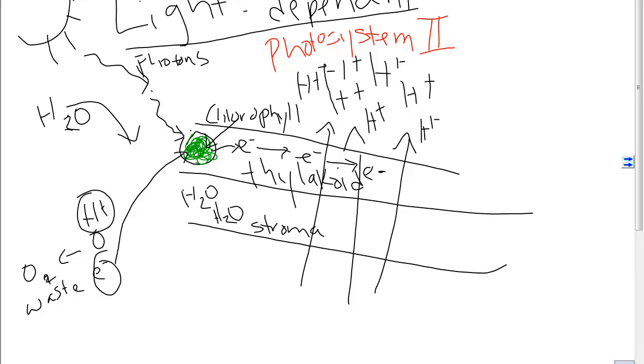Right here we've accounted for what happens to water. We've let off oxygen gas waste. Chlorophyll has released its electrons down the electron transport chain, and that's enough to pump these protons up here and cause a huge concentration gradient, which just means a difference in concentration.